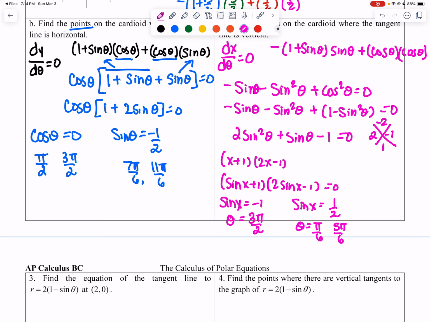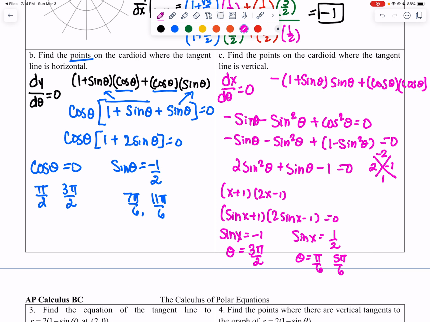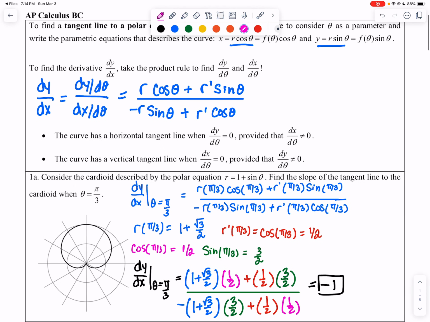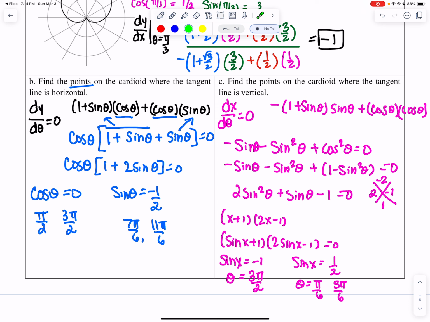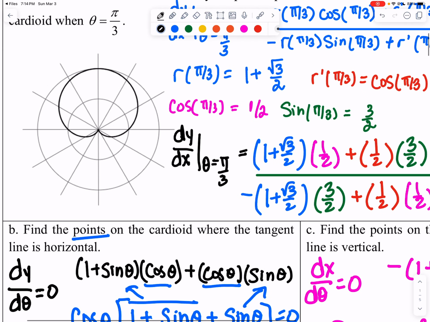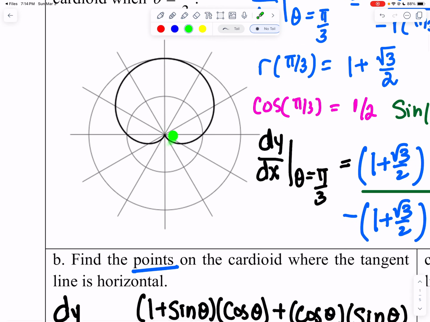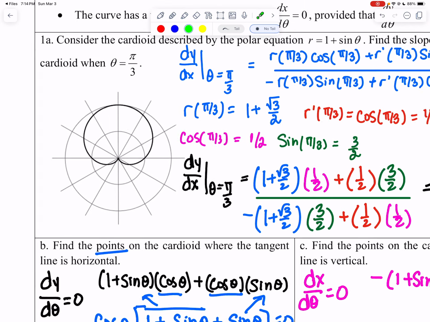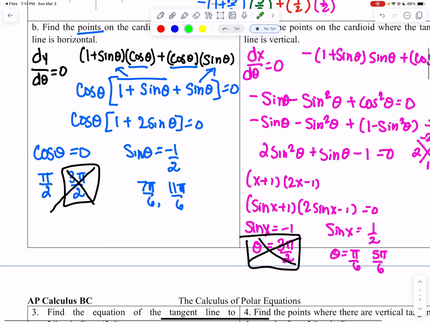Now, the reason why I didn't find points for B and points for C just yet is because remember that the curve is horizontal and vertical whenever the other derivative is not 0. Here, you'll notice that we have 3 pi over 2 right here and 3 pi over 2 right here, which tells me that 3 pi over 2 is not differentiable. And you'll also notice that here we have a little cusp right here at 3 pi over 2. So hopefully you saw that in terms of us not having 3 pi over 2.